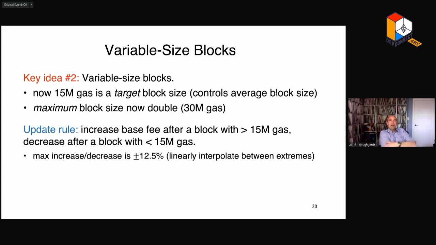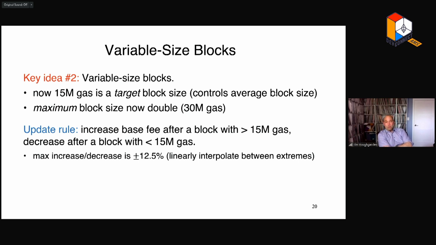So the way this is solved is through variable size blocks. This is the second big idea in the mechanism. Instead of 15 million being a hard cap on a per block basis, it's more of a constraint in an amortized, long-term average sense. Blocks can now go up to 2x, up to 30 million gas. You could imagine using factors other than 2x, but the current design is 2x.